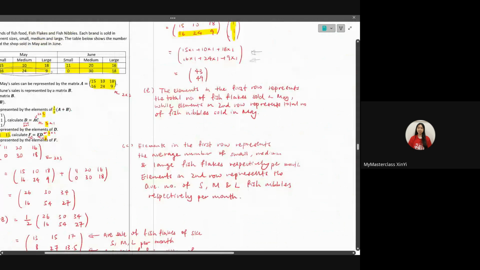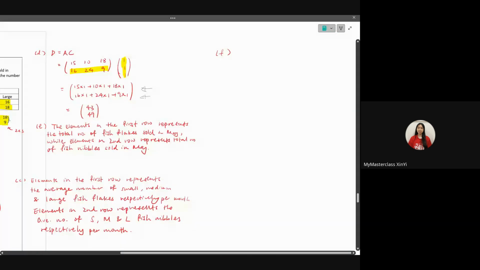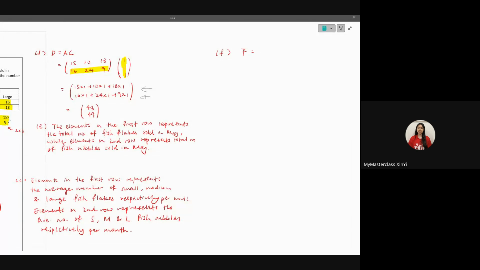Then now you continue doing this. F equals the matrix multiplication of E and D. So you have 1, 1 multiplied to 43 and 49 here. So row 1, column 1. You're just going to have one entry or one element. So 1 times 43 plus 1 times 49. Then you're going to get 92. So this is a 1 by 1 matrix containing the element 92.